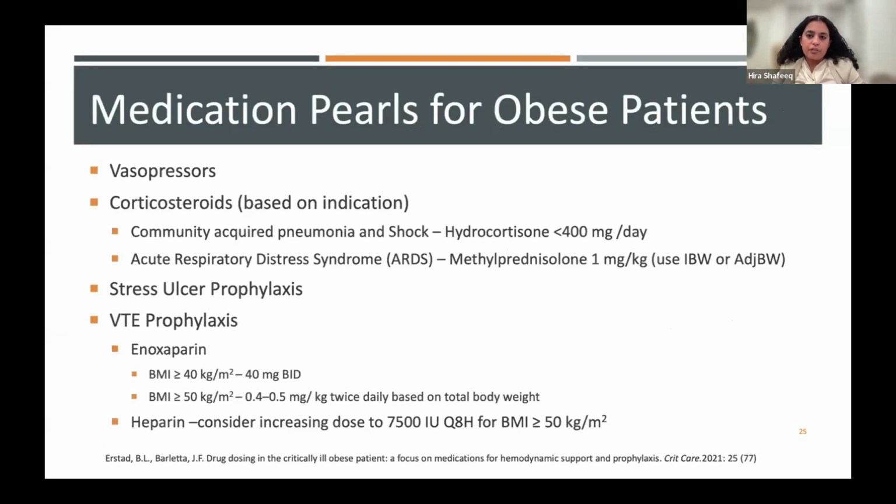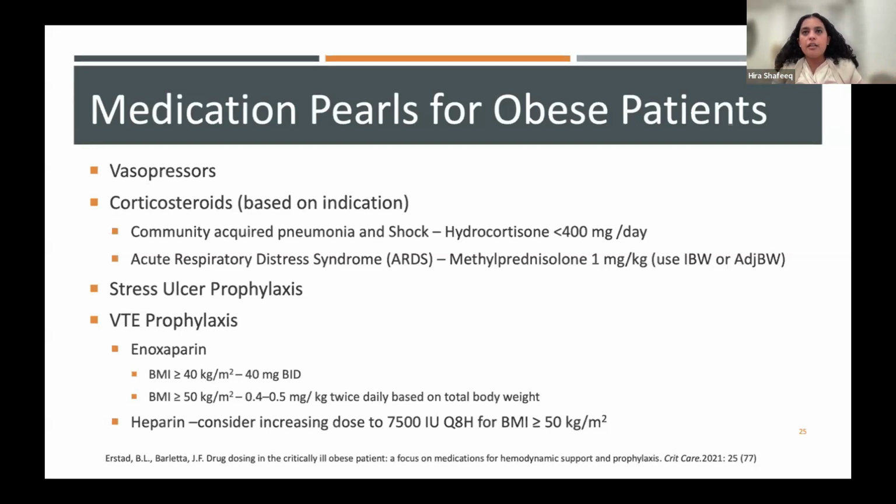So what are some of the medication pearls for these patients? When it comes to vasopressors, the authors didn't have a lot to add. Why? Well, although for some vasopressors, and this was a conflict in my ICU a while ago, whether we're going to dose norepinephrine micrograms per kilogram or micrograms per minute. Is it a weight-based medication? Is it not a weight-based medication?